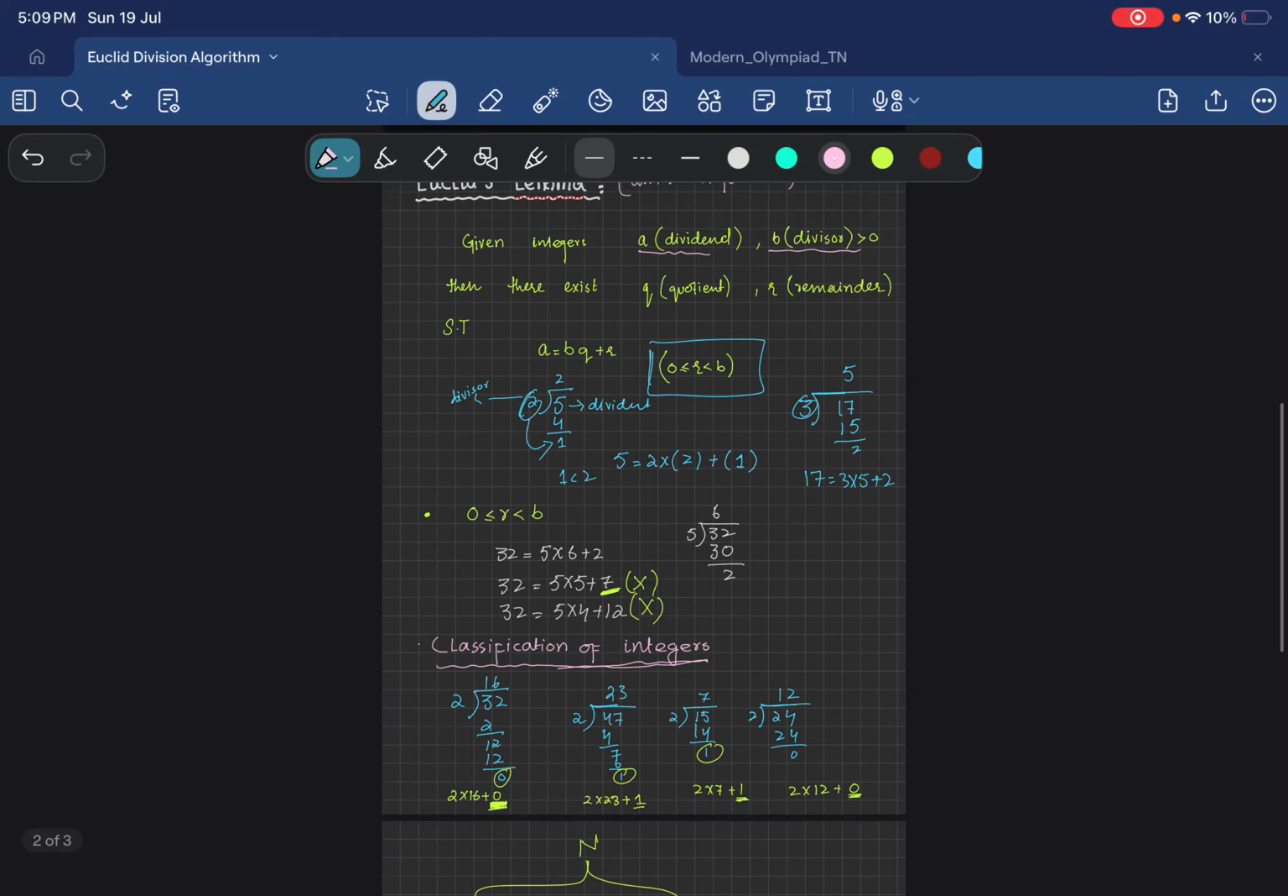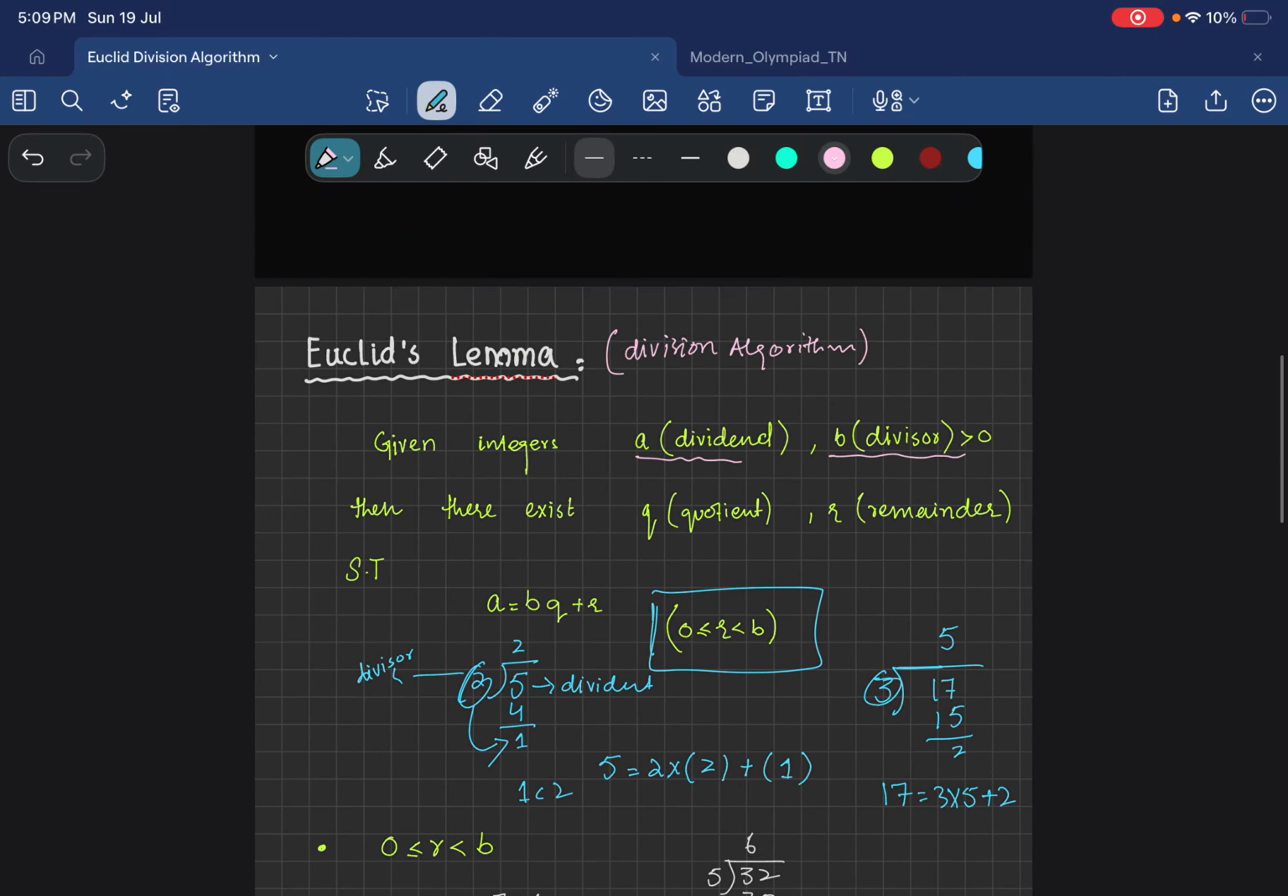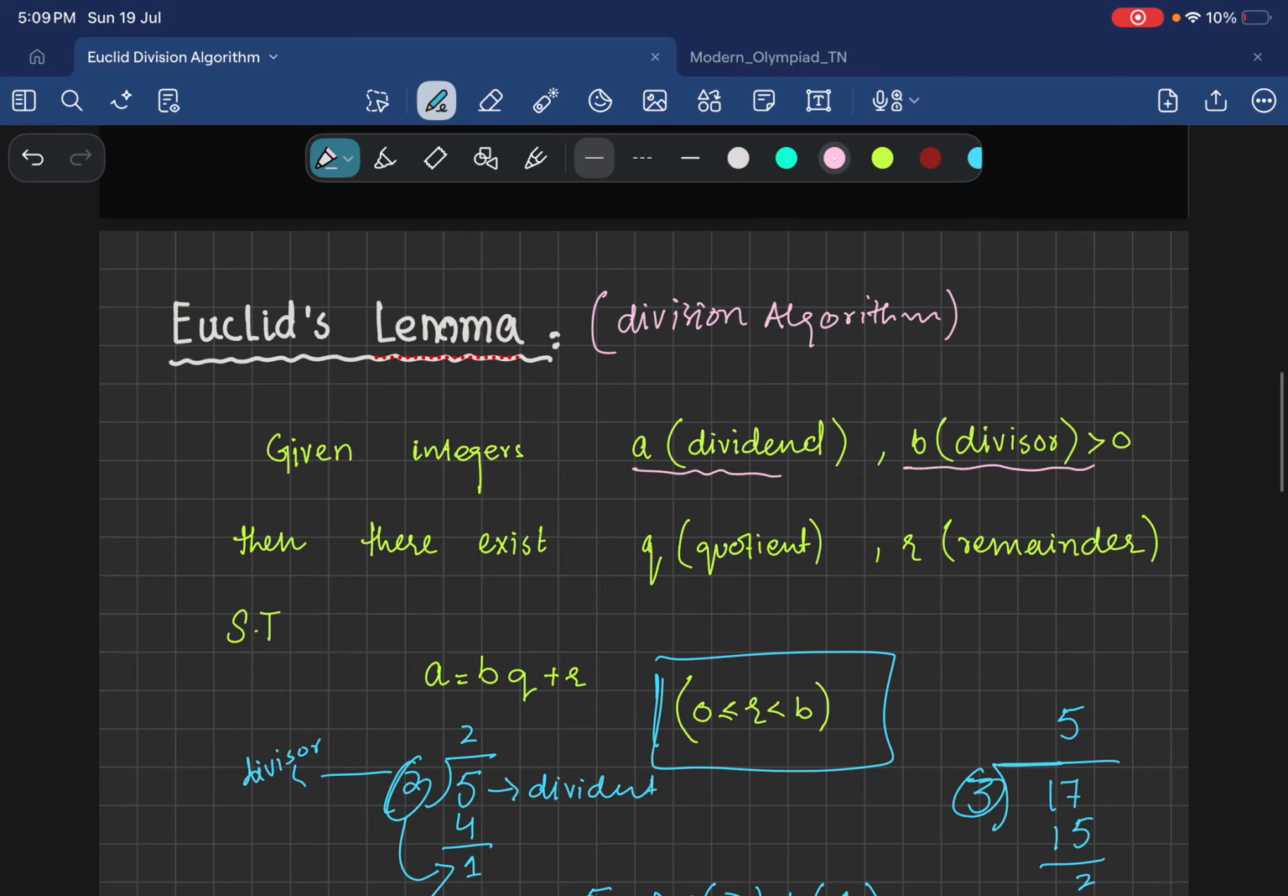This technique is really useful while solving problems. We would use it a lot, and we would now see a few questions in the next videos on this topic, Euclid's lemma. Thank you.